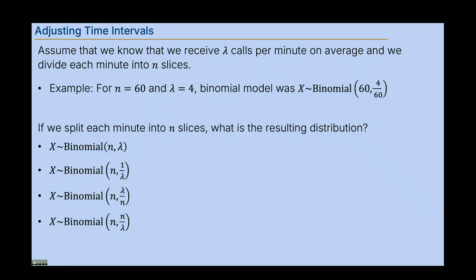Okay, so earlier we said if we did 60 time slices and lambda was 4 calls per minute, then the model was binomial with n equals 60, p equals 4/60. If we now go to n slices, which one do we get? Let's get a show. Let's get applause. That one. Okay, that one. Tepid applause for that one. Okay, yeah. Looks good to me, I think. Okay, good. So that's the one we're going to use.